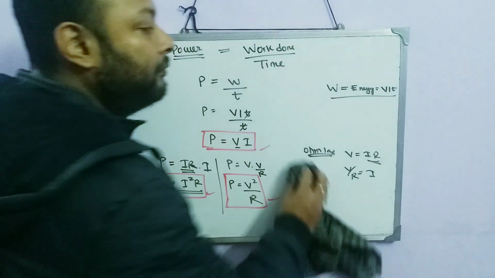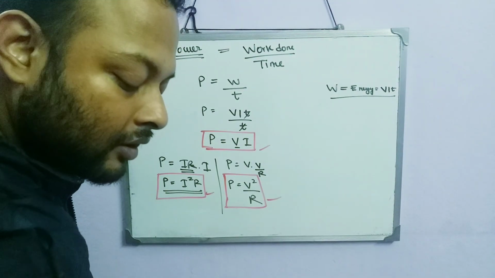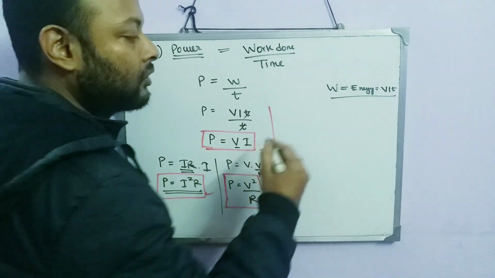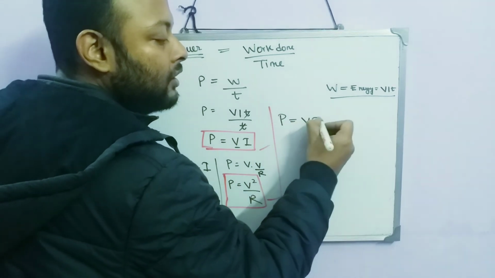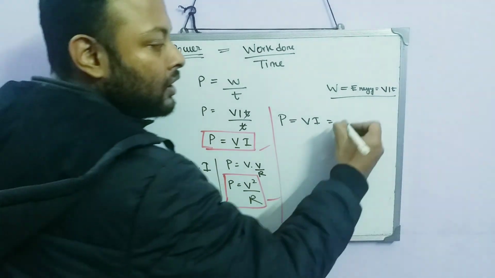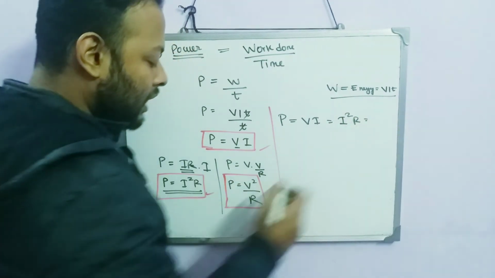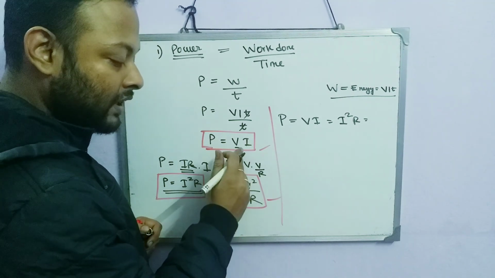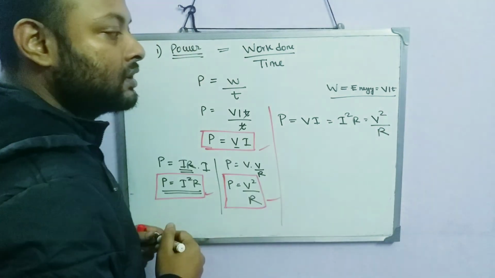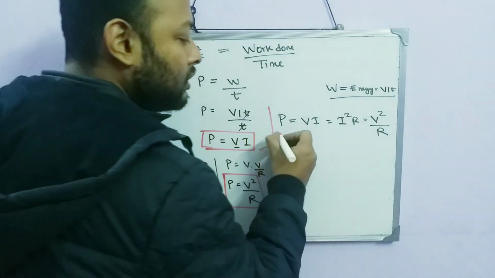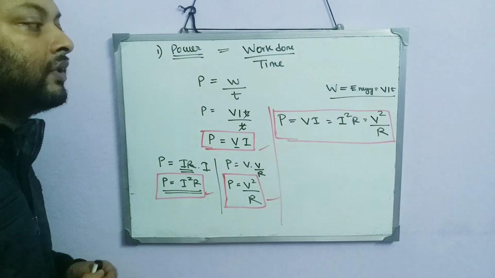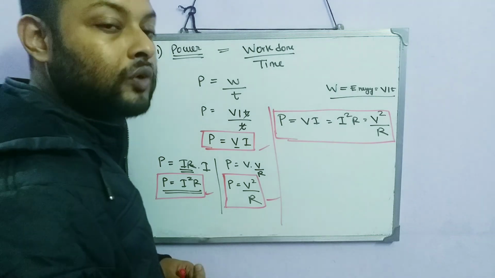So what I get is that power is equal to VI, this VI also becomes equal to I square R, and it can also be derived as V square by R. This is the ultimate form of the equation that we get. You have to remember this: power is equal to VI, I square R, and V square by R.